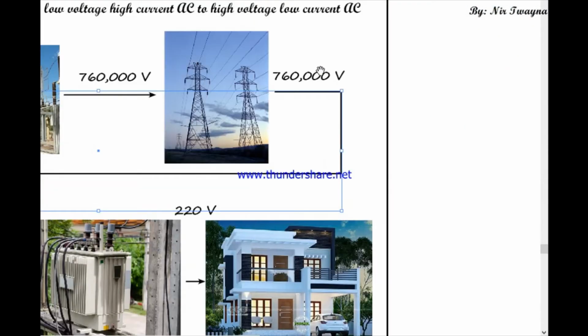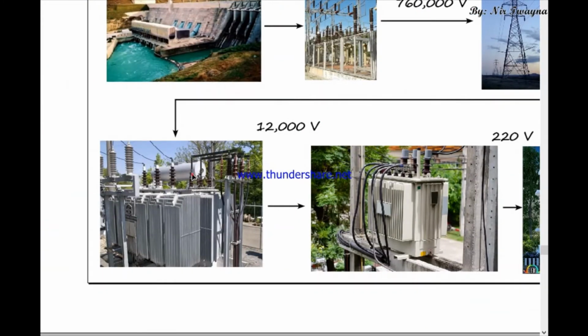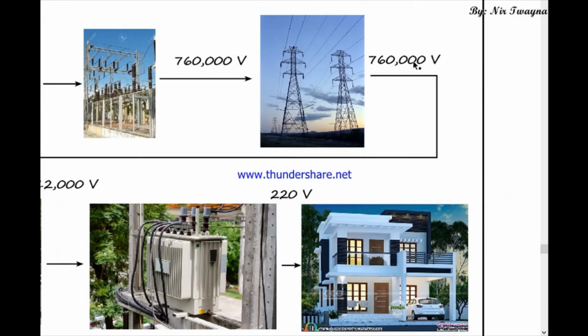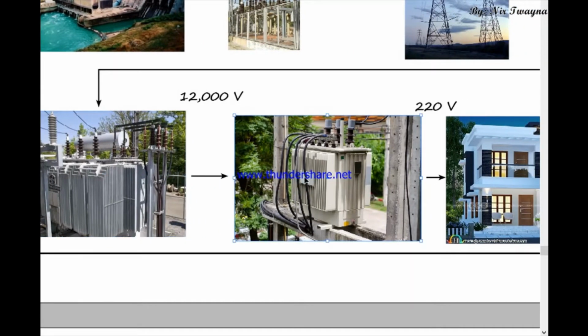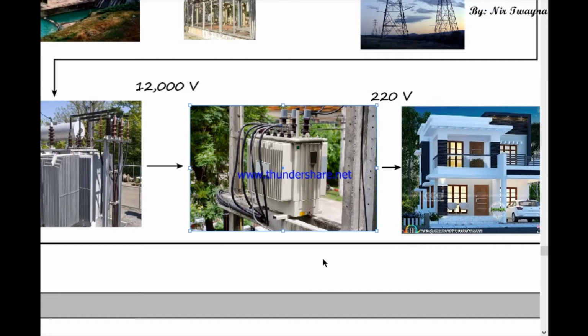It receives the current at 760,000 volt, and it gives out the current at 12,000 volt. See, the potential difference of voltage has been taken down, from 760,000 to 12,000 volt. Now the current after passing through the city station will pass to the local transformer. You might have seen such transformers in your locality, nearby your house. Every locality has such transformers.